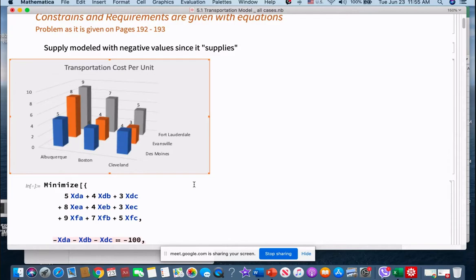And I want to see what is going on from Des Moines. From Des Moines, things are moved to Cleveland, Boston, and Albuquerque. Do I have the correct information here? From Des Moines, they go to Cleveland, Boston, and Albuquerque. Do I have the numbers that correspond one to the other?